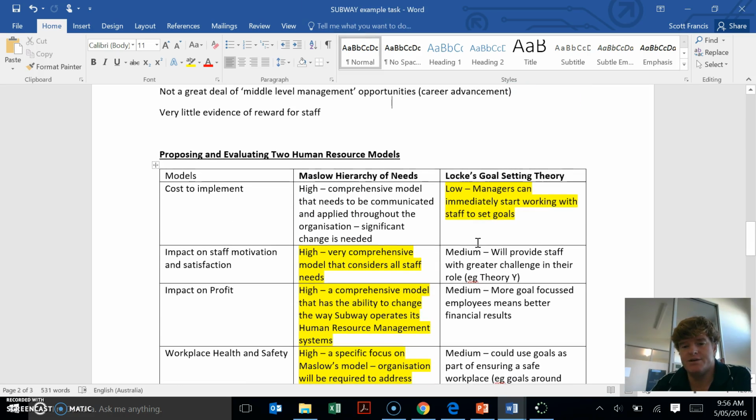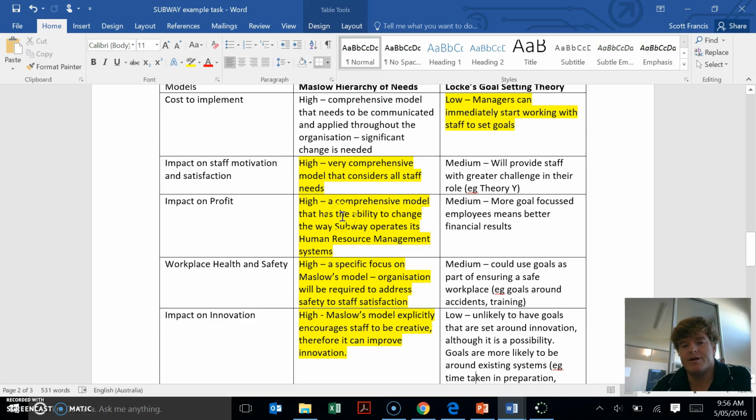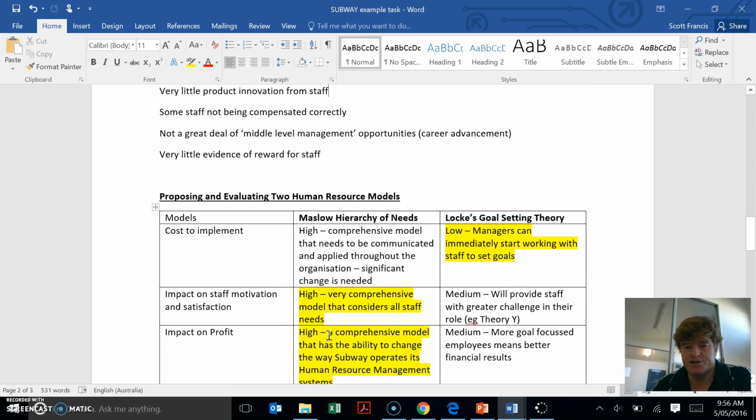So if we compare these two things, except for the fact that goal setting is cheaper, in all the other criteria, Maslow's hierarchy is superior. So I could use that as a justification for why I might choose that to try and implement specifically at Subway, right? And then that'll come down to some of those specific examples of what we can do and how we're going to do it. But that sets out the comparison of the two.